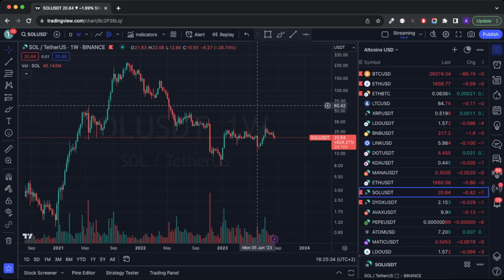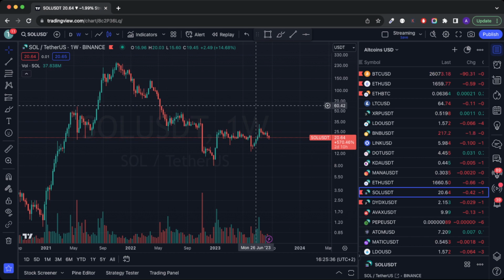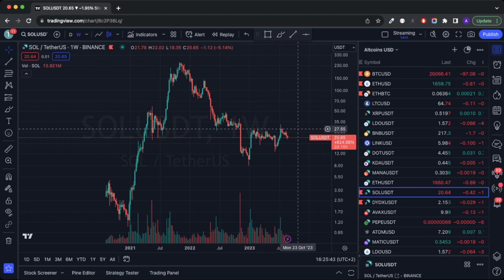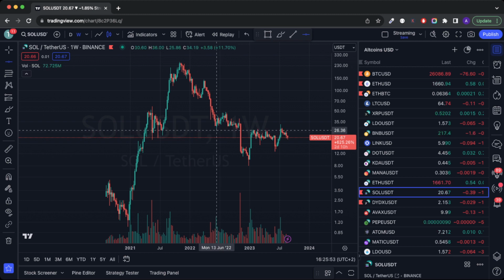Sol. So this one is a little bit different. It doesn't look as bad in general, I would say. Yes, we're still under this major resistance. Something like this.